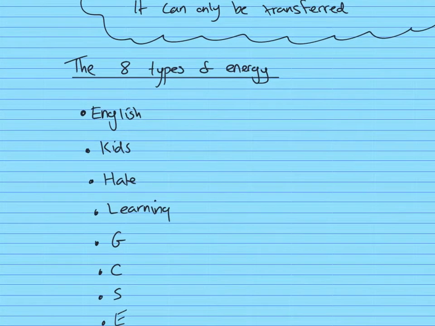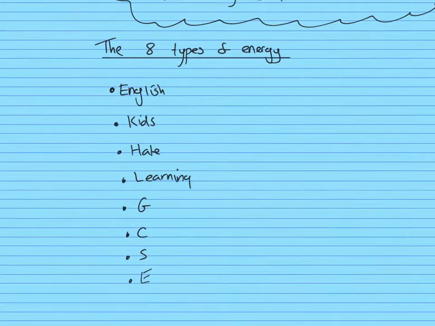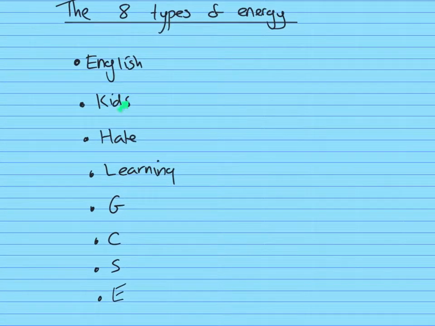We can scroll down now. So I've got the 8 types of energy. Now these are not obviously the 8 types of energy, but it's a way to remember. We call this a mnemonic. Okay, so the English stands for, I wonder if you could guess it. The first one is electrical energy, okay?